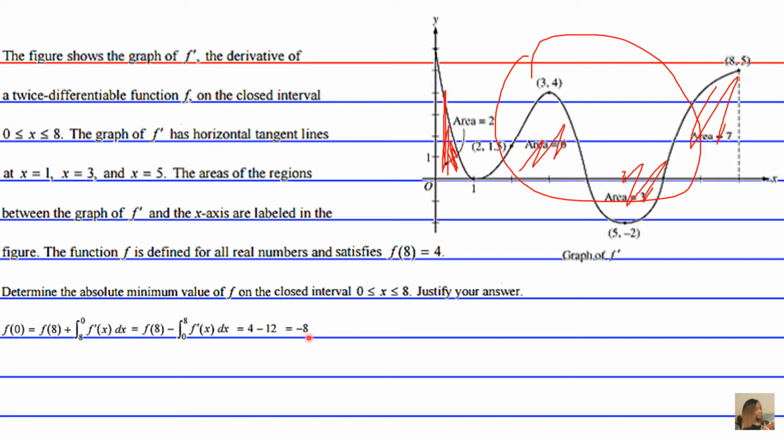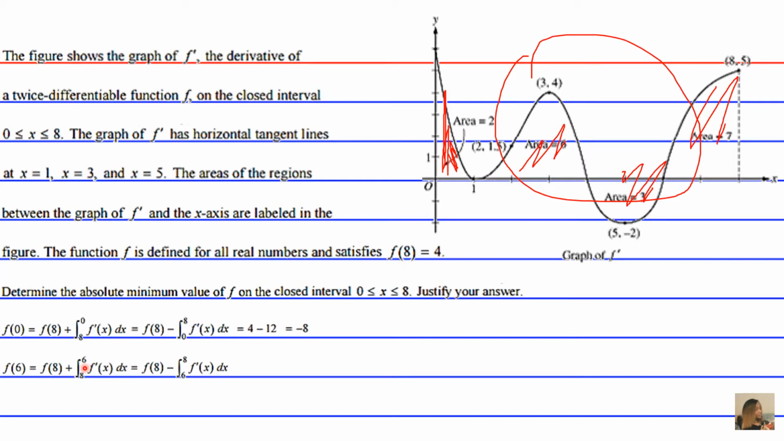We're going to have 7 minus 3, which is equivalent to 4, because this area right here falls underneath the horizontal, so it's a negative area. And then we're going to have plus 6, which you can't see because I kind of scribbled all over it. So 6 plus 4 is 10, plus this area, which is equivalent to 2. So this is how we get minus 12, okay? And then our final answer is going to be negative 8. So the area under the curve at 0 is like negative 8 units squared, okay? So f of 0 is negative 8.